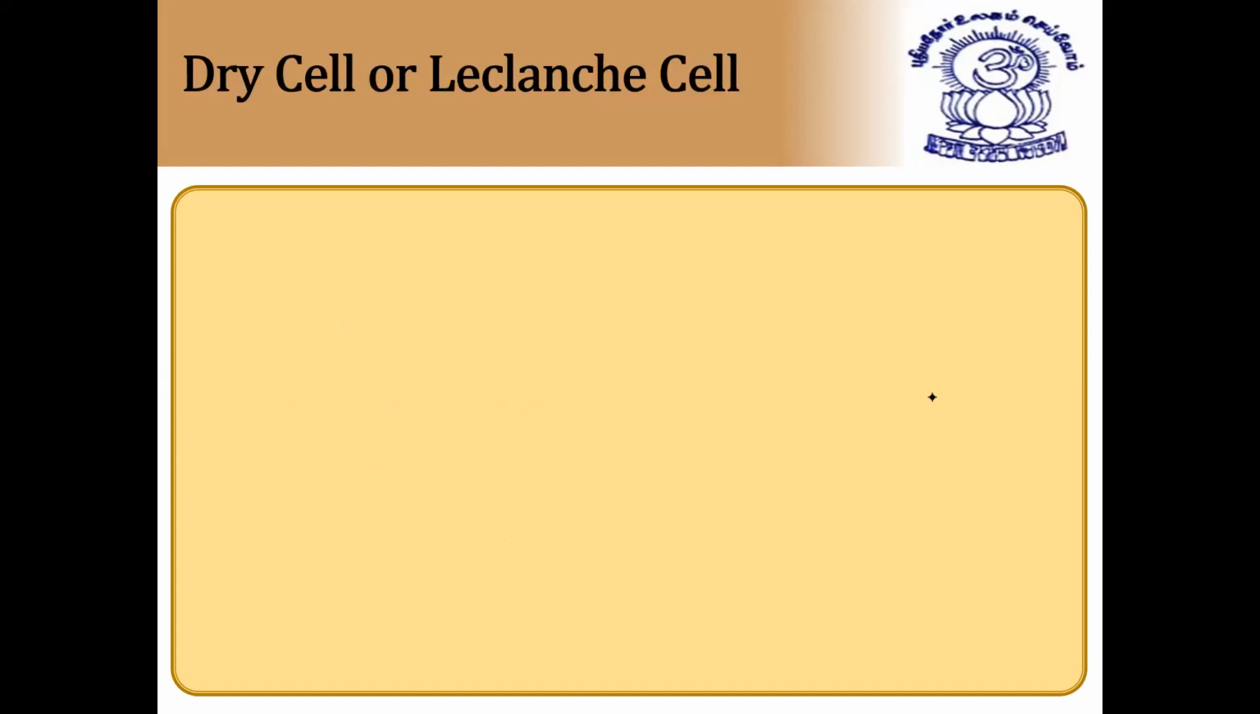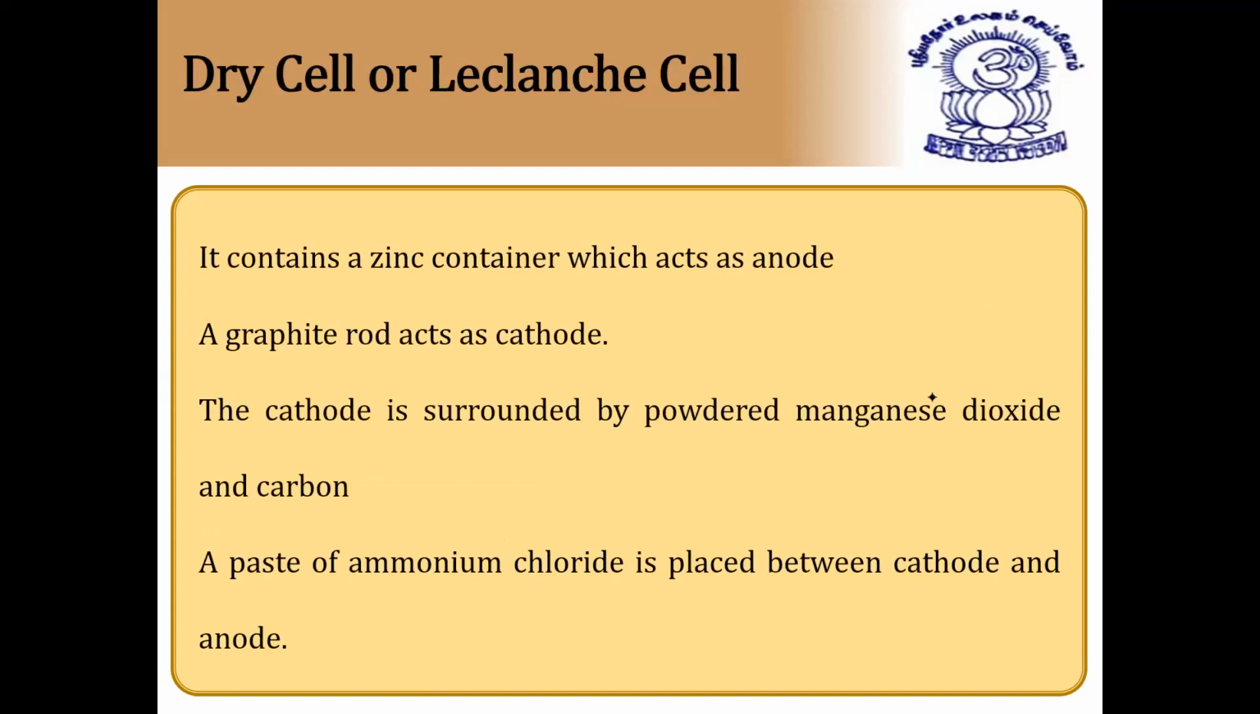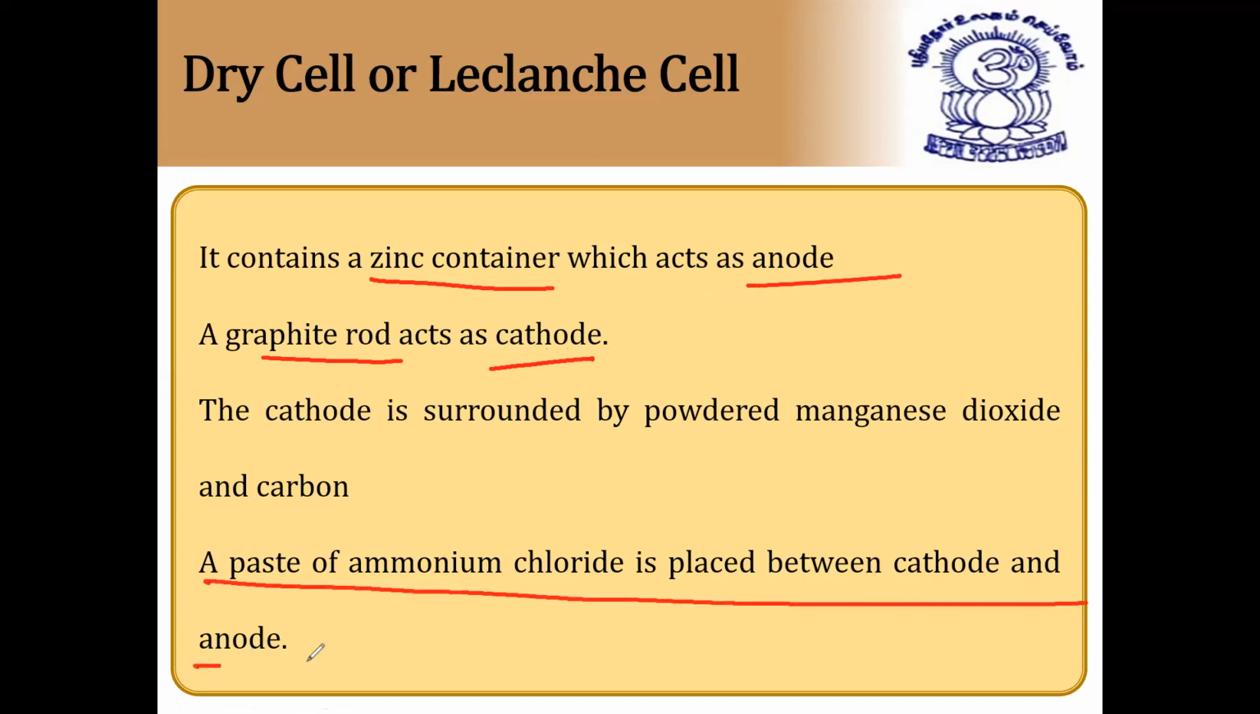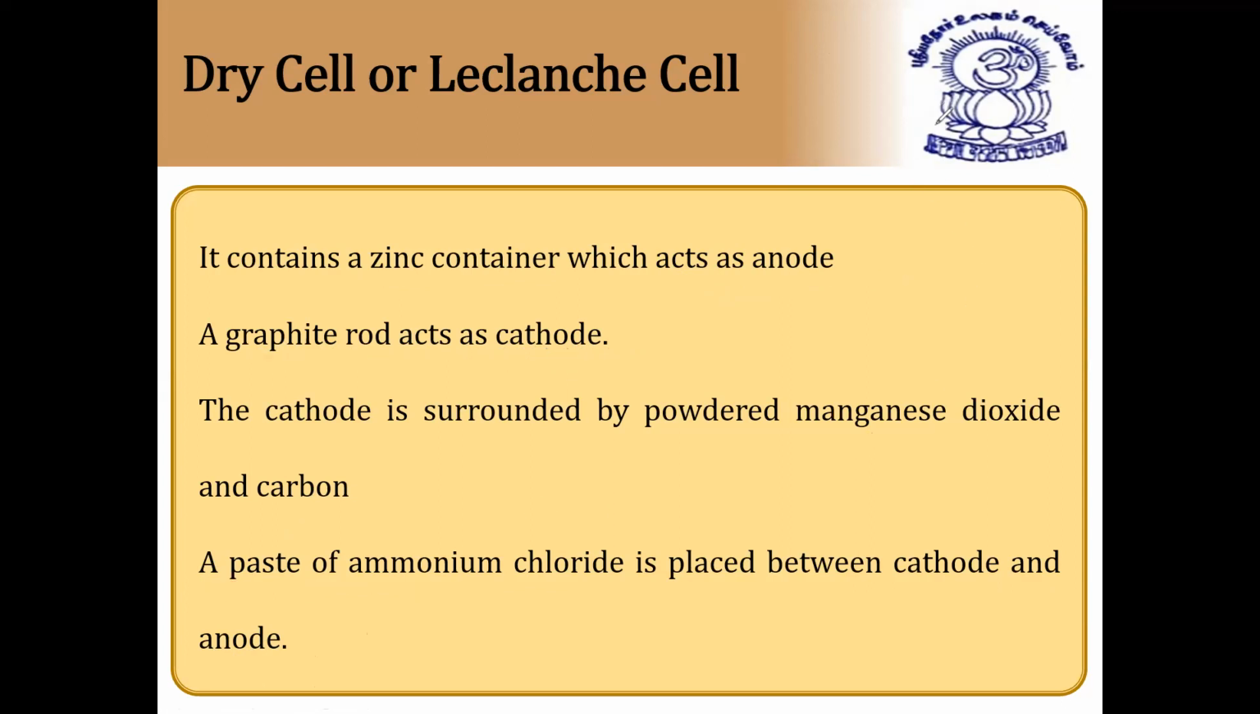Let us see more about the dry cell or Leclanche cell. As I told you, it consists of a zinc container which acts as anode. You have to remember these points only. That's why I have written only the important points. It contains a zinc container which acts as anode. A graphite rod acts as cathode. The cathode is surrounded by powdered manganese dioxide and carbon. And a paste of ammonium chloride is placed between cathode and anode, which serves as the electrolyte. So this underlined point is important.